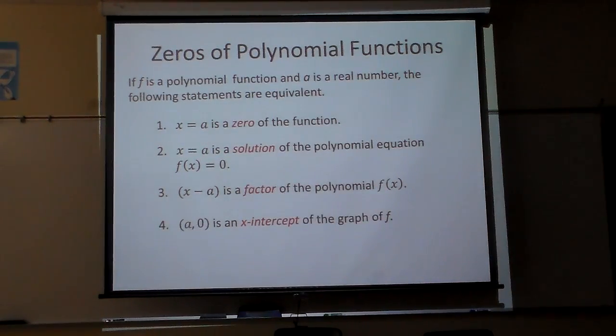Okay? Or we could write it this way. The zero solution is an intercept on the x-axis. And so if I have x equals 2, it's the same as the point (2, 0). X minus 2 is a factor is the same as the point (2, 0). What I'm getting at is this. I can write the equation or answer in any one of these 4 different ways, and it is correct.